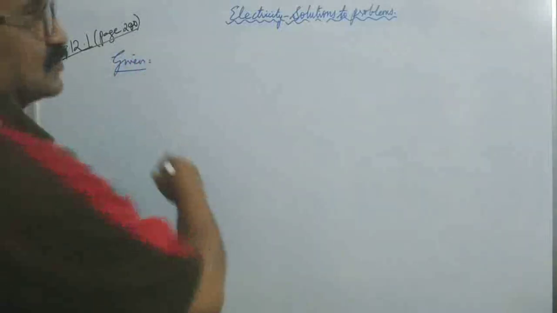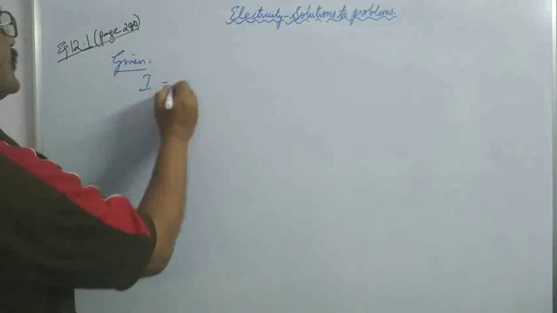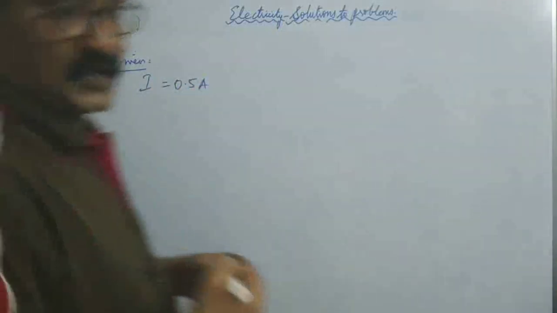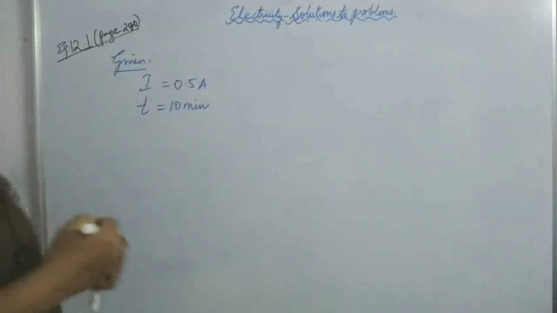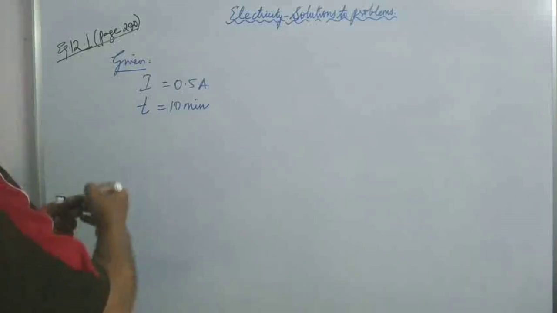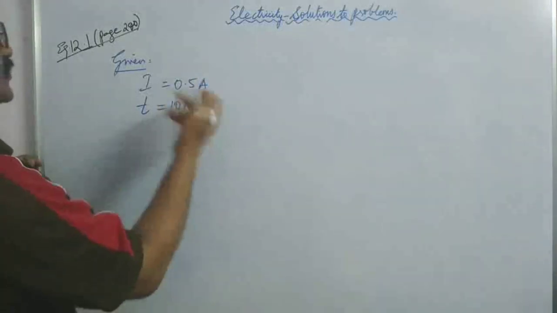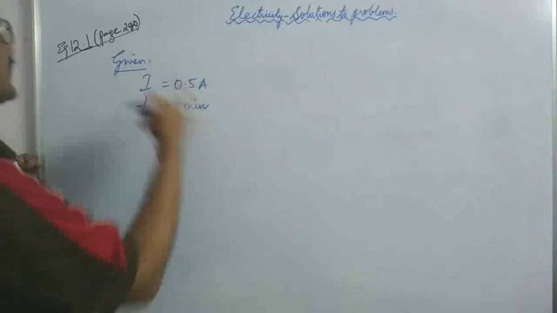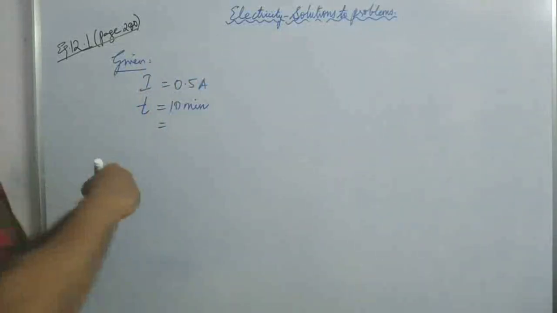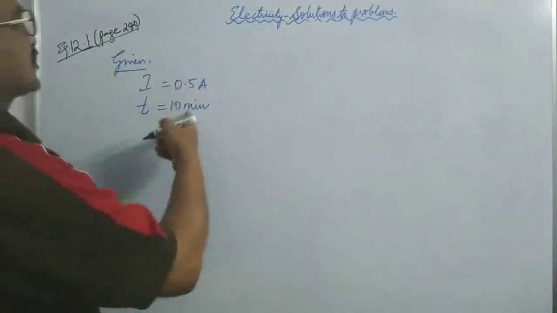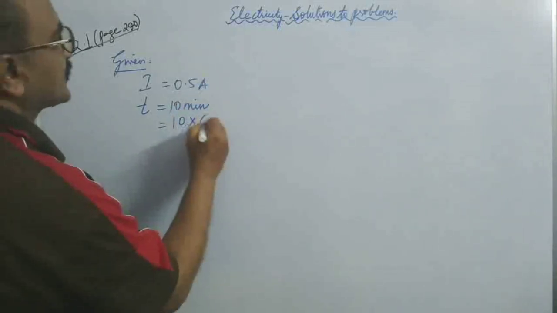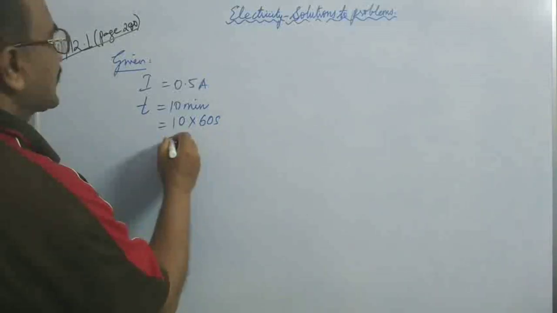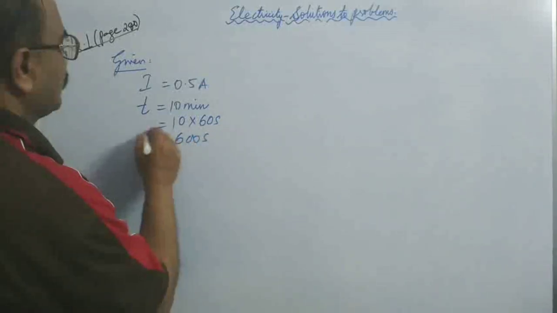Given, the current I is equal to 0.5 ampere, and the time taken is 10 minutes. Let us convert the minutes into seconds, because ampere second is what is called a coulomb. 10 times 1 minute, and I know 1 minute is 60 seconds, so that is 600 seconds of time.